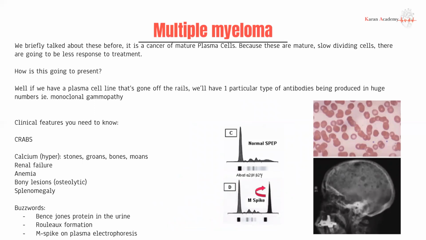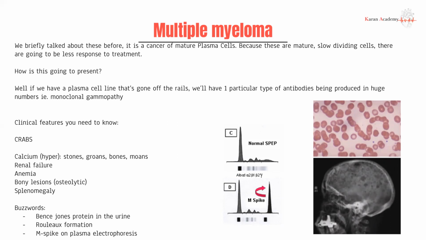Multiple myeloma, as I said before, is a cancer of mature plasma cells. Because again, these are mature, slow-dividing cells, you already know that they're going to have a poor response to treatment because you guys are so good at understanding these things. Now, what do plasma cells do? Well, plasma cells produce antibodies. And if you have a particular line of plasma cells that's gone off the rails, you would have one particular type of antibody being produced in high numbers. The complex term to explain that is a monoclonal gammopathy.